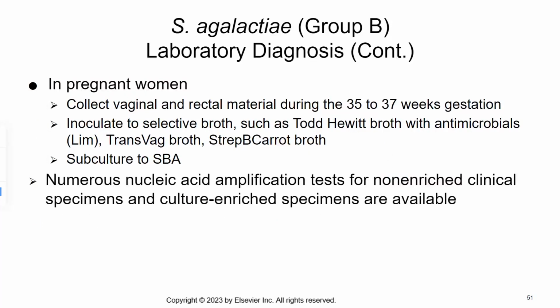So again, in pregnant women, that screening happens at 35 to 37 weeks gestation. Inoculate to selected broths such as Todd Hewitt broth with antimicrobials, Lim, transvag broth, there's strep B carrot broth. Subculture it to SBA. Numerous nucleic acid amplification tests for non-enriched clinical specimens and culture-enriched specimens are available.